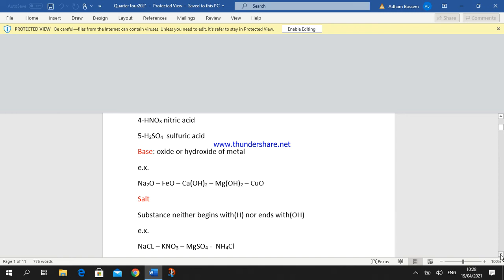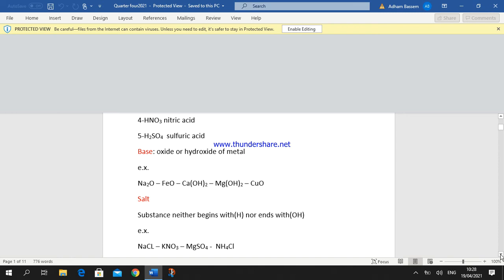Also, we have some types of metal oxides known as basic oxides because they can dissolve in water, giving hydroxide negative ion, like sodium oxide, ferrous oxide, and copper oxide. We also have other examples of bases found in our daily life, like calcium hydroxide, found in lime water, and magnesium hydroxide.